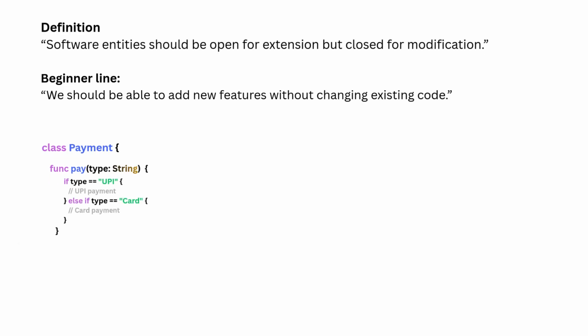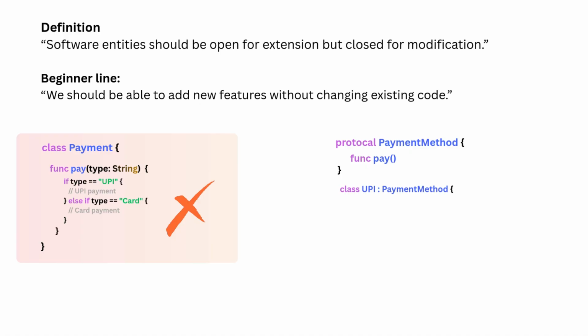We have a Payment class with a function which takes a string type input, with types like UPI and card. If you have multiple payment options, you could do it like that, but it's a wrong approach. Instead of that, we create a protocol, PaymentMethod, with a pay function. Wherever we conform to this protocol, we can use pay, so we can add another payment method if one comes in the future.